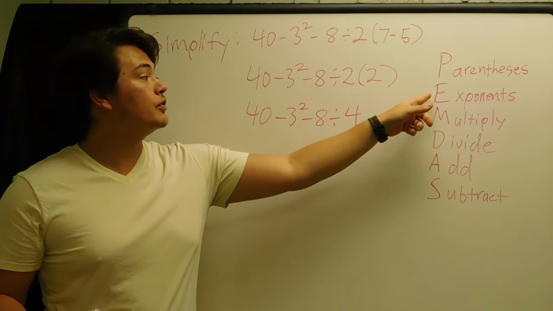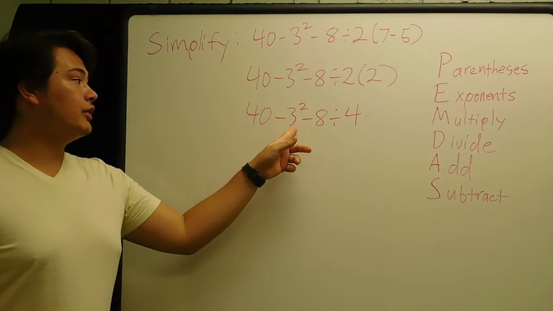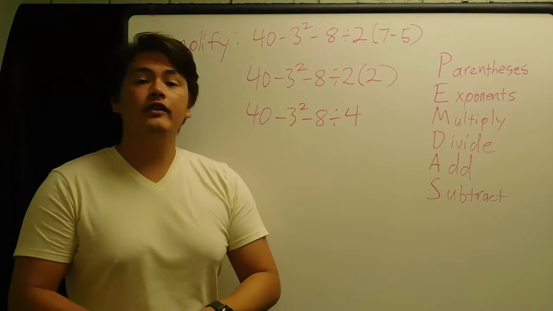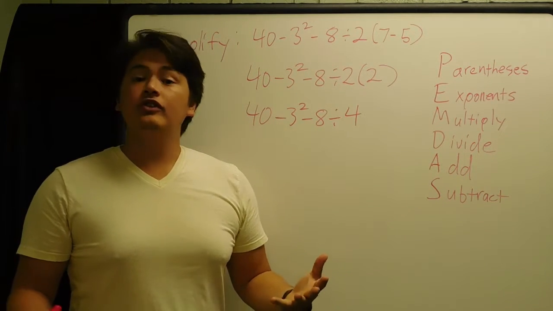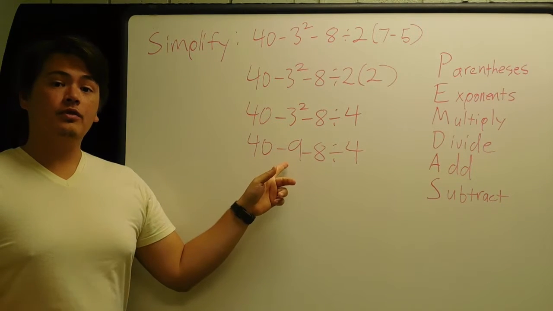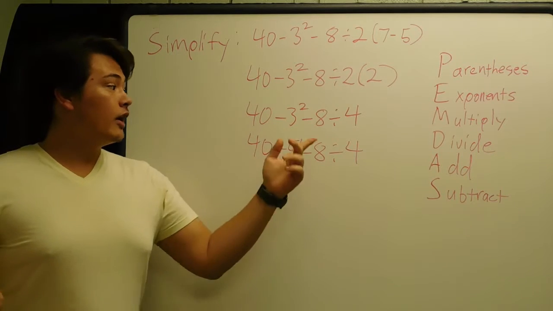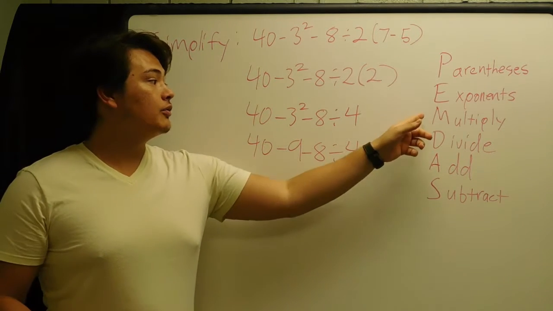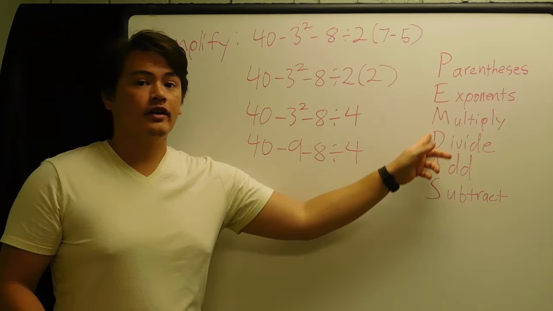Next we're going to move to exponents, which is 3 squared. 3 squared is 3 times 3, which is going to be 9. So 3 squared is going to equal 9. Do we have any more exponents? No, we don't. So next we're going to multiply and divide.